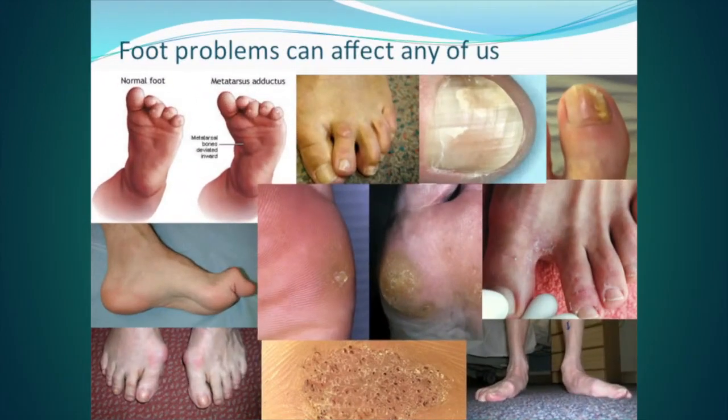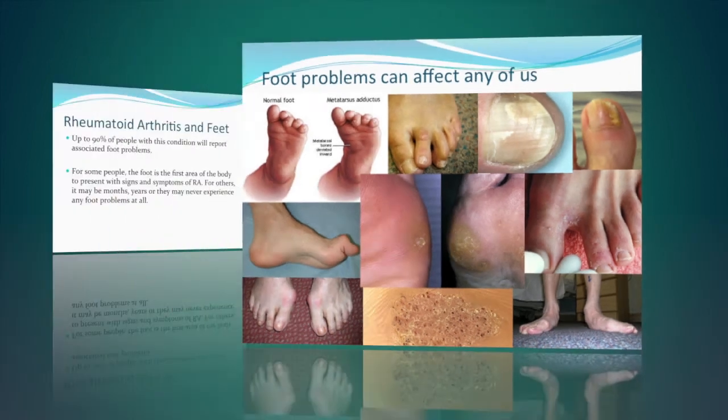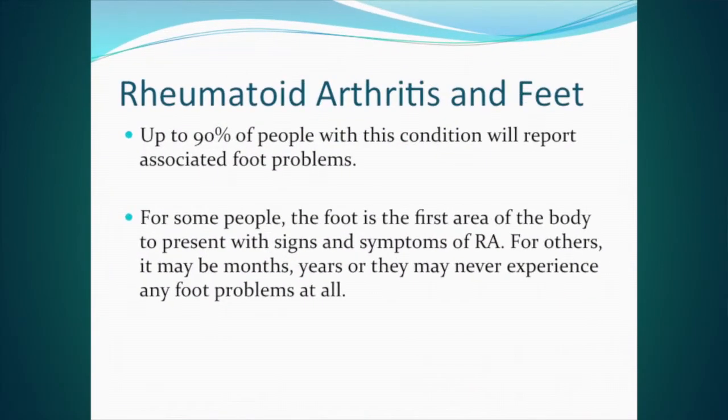Foot problems can affect any of us. As you can see from this slide, we have a variety of concerns in our clinics, from structural changes, nail and skin conditions, to corns and calluses, which left untreated can develop into ulcers. Up to 90% of people with this condition will report associated foot problems. For some people, the foot is the first area of the body to present with signs and symptoms of rheumatoid arthritis, and for others it may be months or years, or they may never experience any foot problems at all.